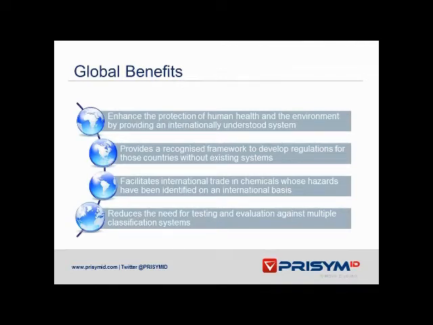The benefits of the GHS will be felt throughout the world. It enhances the protection of human health and the environment for providing an internationally understood system. It also provides a recognised framework to develop regulations for those countries without existing systems. The international trade of chemicals is easier, as chemicals will be able to be identified on an international basis. And lastly, the GHS reduces the need for testing and evaluation against multiple classification systems.